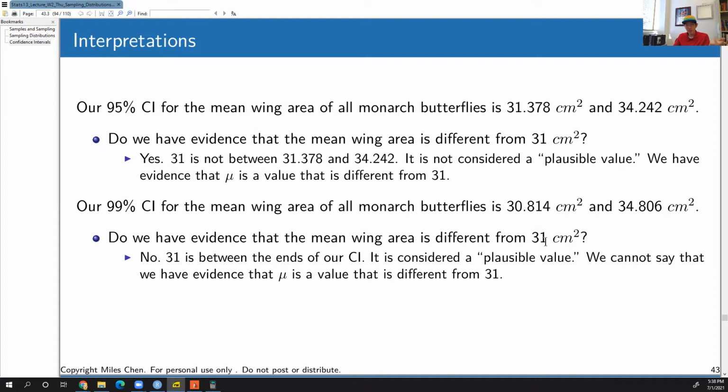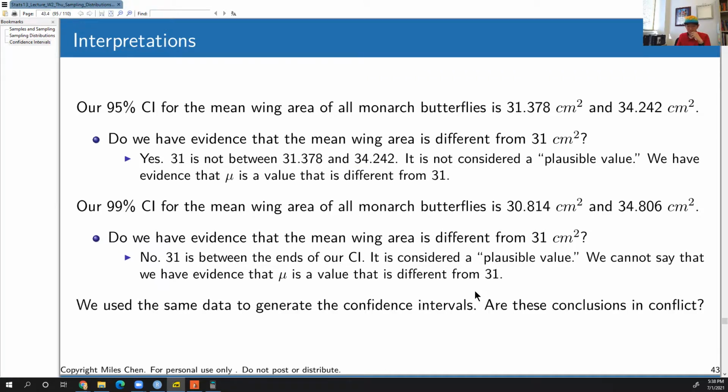Do we have evidence that it's different from 31? Over here, my answer is yes, and over here, my answer is no. Are these answers in conflict with each other? What do you guys think? How do we explain the different conclusions?